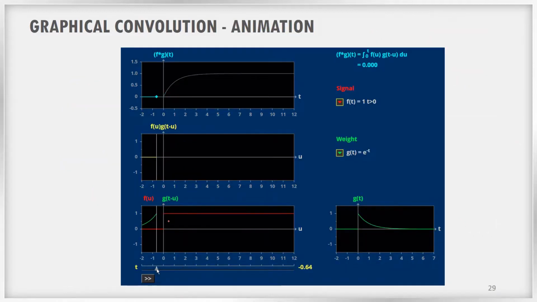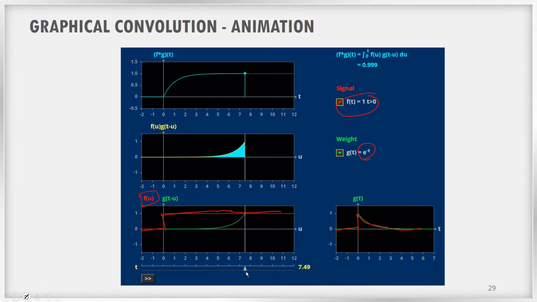Now we can see an animation which will make the idea of graphical convolution very clear. So we have here 2 signals. This is f of t. f of t is equal to 1 for t greater than 0. That is the red color signal here. So this is our f of t. And what is g of tau? g of tau is e power minus t, which means it is an exponentially decaying signal.